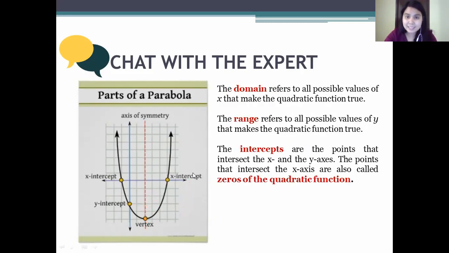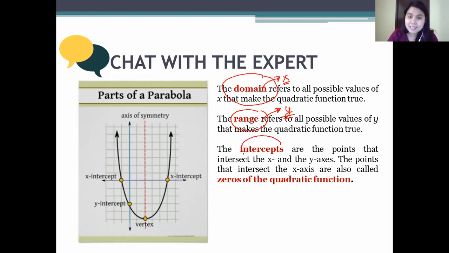The next is the domain. If we say domain, it tells us what are the possible values of my x coordinates. All of these values are called domain. And if we say range, these are all the possible values of your y that will make your function true.